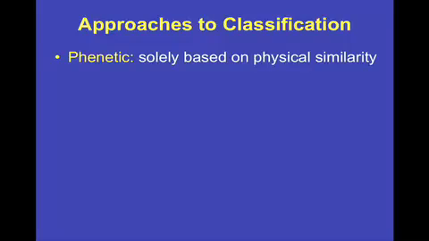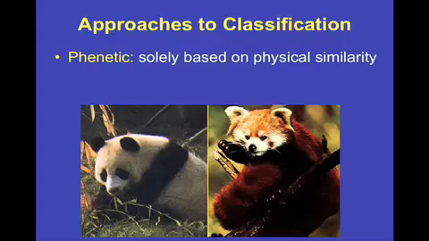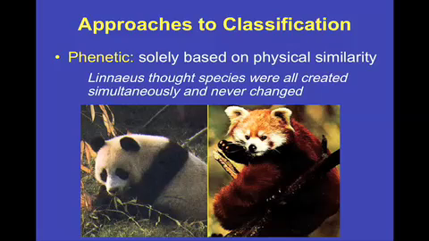Phenotype is your physical characteristics. I can see your phenotypes, or much of your phenotypes. And those physical similarities then would be phenetic similarities. So we might end up with a classification that says, well, look at these two animals. They've got kind of similar faces and kind of similar physical characteristics of some sort. And so we might say that there's such a thing as pandas.